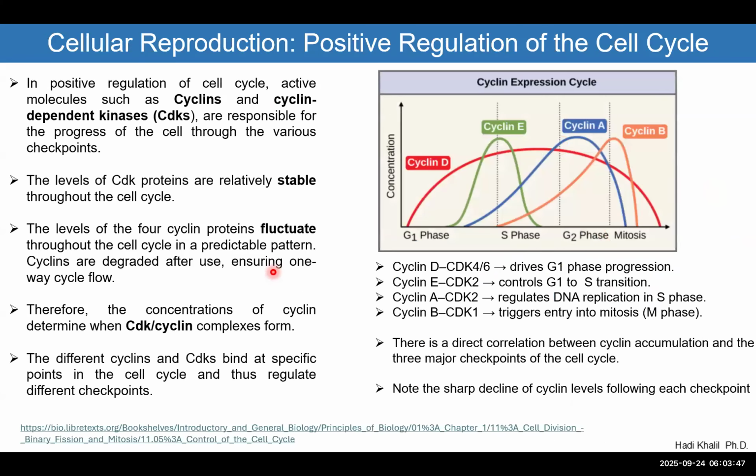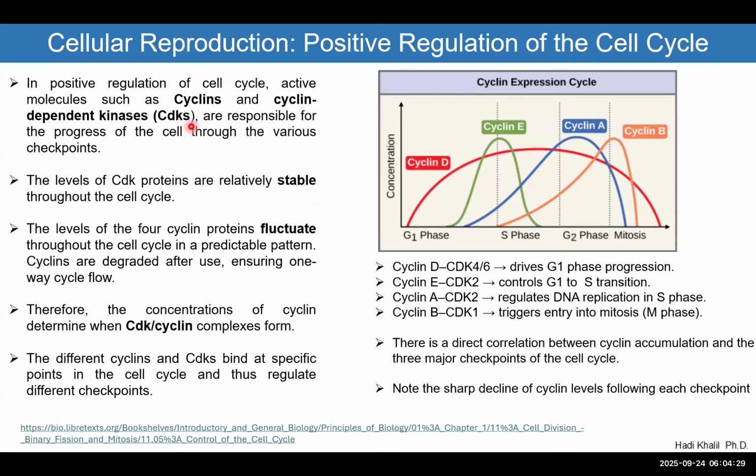So how does that happen? Now, in this graph, you can tell that from the G1 phase to the synthesis phase to the G2 phase and mitosis, there is a very clear fluctuation of the cyclins. Okay? So in this slide, I will describe what we call cellular reproduction positive regulation. So in other words, how we push the cell or how we maintain that the cell goes into a division or a cell cycle.